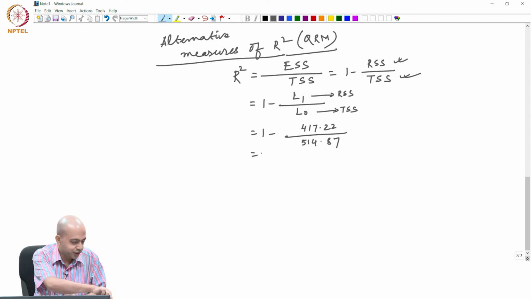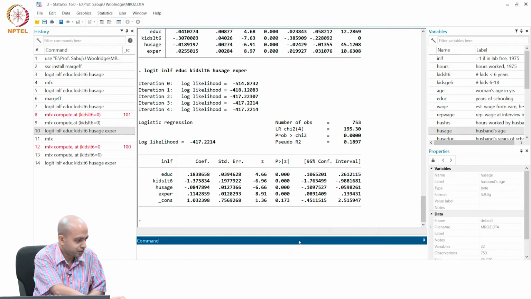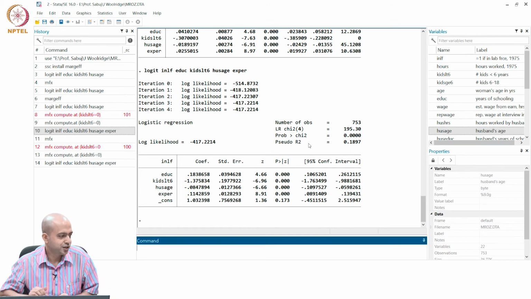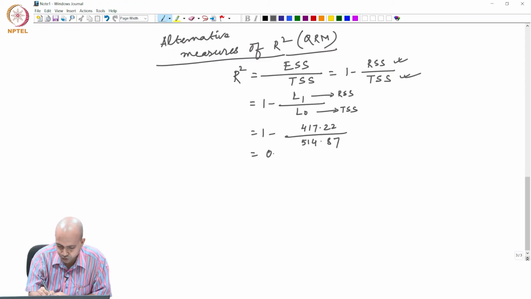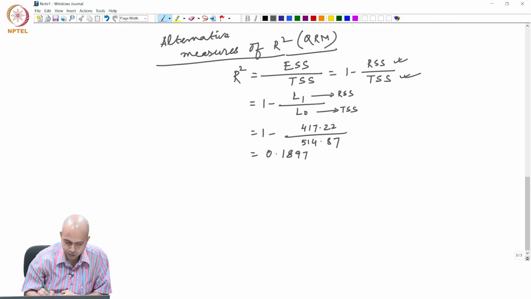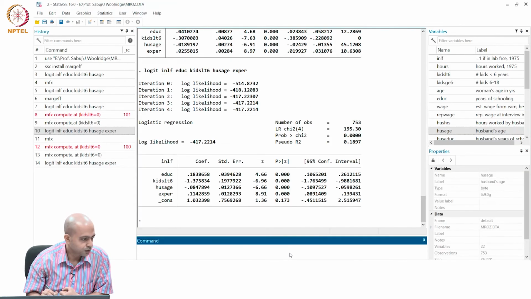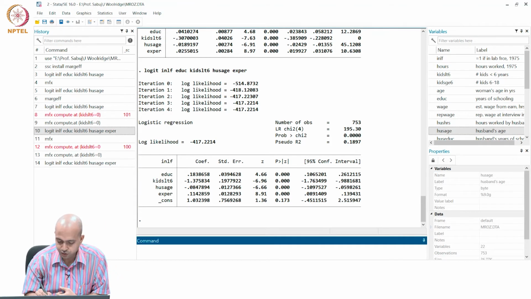So, this would become your R square. If you calculate this, then you will get your R square. And that R square is basically the R square reported here. Look at this. This is called pseudo R square, which is 0.1897, which is called pseudo R square.